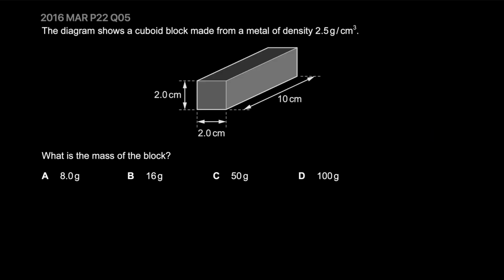Another easy question. We know the density, we know the volume, we need to figure out the mass. So let's do it directly. Mass is equal to the density times the volume. The density is 2.5 grams per centimeter cubed. Multiply that by the volume, which we can find out directly here, which is 2 times 2 times 10, which is I think 40. 40 times 2.5 is 100. So our mass is 100 grams.